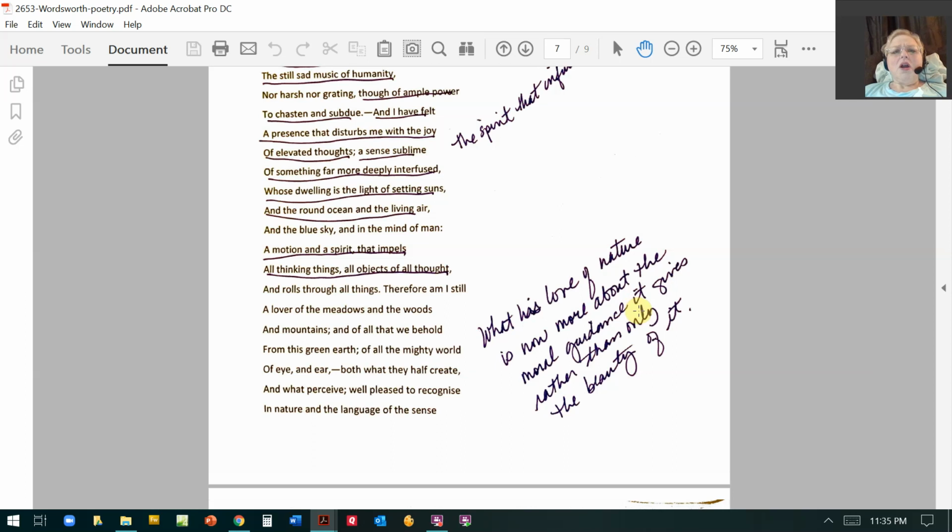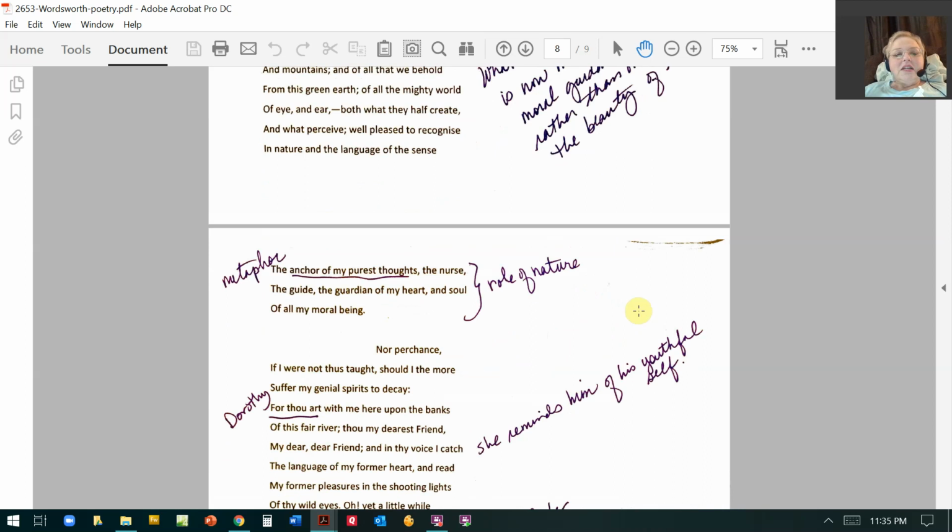And so he says that this love of nature that he has now is more about the moral guidance it gives rather than just the beauty, right? And so he says, nature is the anchor of my purest thoughts, the nurse, the guide, the guardian of my heart and soul of all my moral being, right? Wow. Yeah. And so, okay, so this is the part that starts getting to me, right?